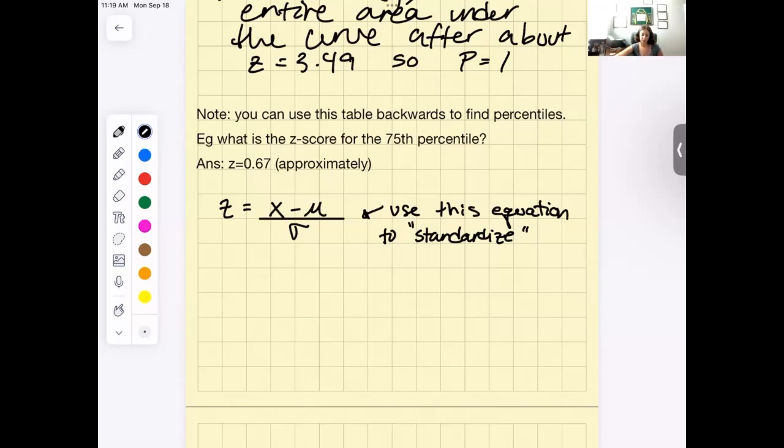Use this to standardize it so that you can go ahead and use that table A-6, because A-6 only deals with z-scores. So you need to find your z-score in order to use that table.